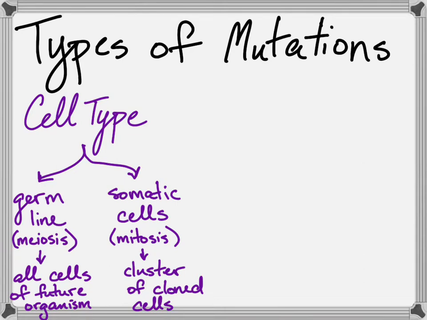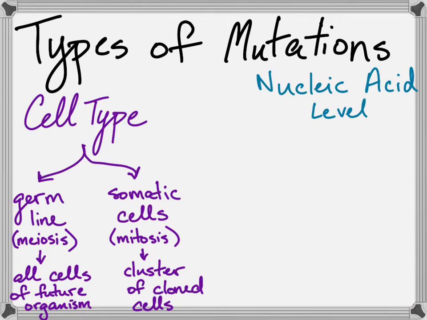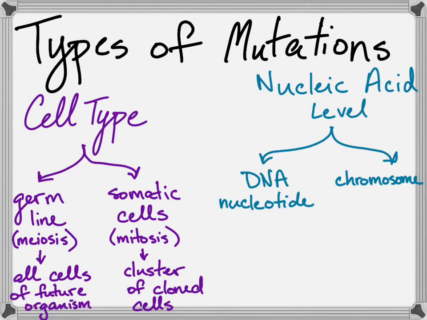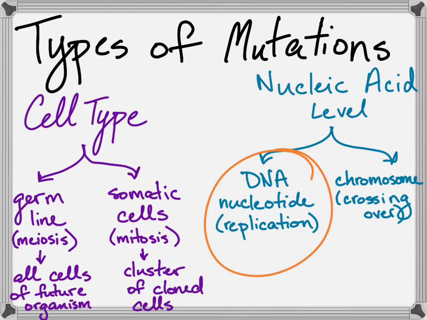Another and more common way of looking at mutations is at the level of nucleic acid affected. So that can be at the level of the DNA nucleotide or the chromosome level. DNA nucleotide mutations tend to happen during replication. They're replication errors, versus chromosome mutations, which I associate with crossing over and misalignments during the process of crossing over. We're going to look at both types of mutations, but let's start with the DNA nucleotide type.